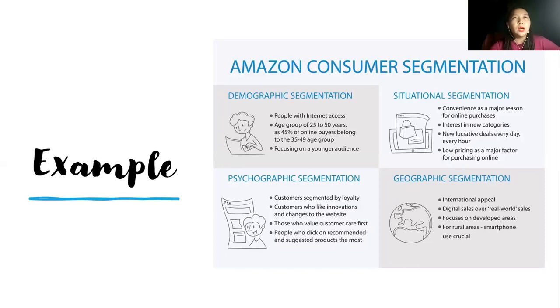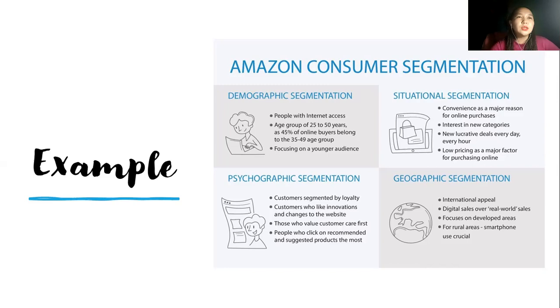So, yung Amazon is an example of an online website, online shop, right? So, isa nga sa mga dream ko talaga mag-order sa Amazon kasi ang mahal naman kasi ng shipping fee papunta dito sa Pilipinas. So, merong rumor dati na magkakaroon daw ng Philippine-based Amazon. Parang siyang Shopee or Lazada, pero I think abroad siya. Yan. So, sa Amazon daw ito, demographic nila, people with internet access, age nila 25 to 50, 45% of online buyers belong to 35 to 40, focusing on a younger audience.